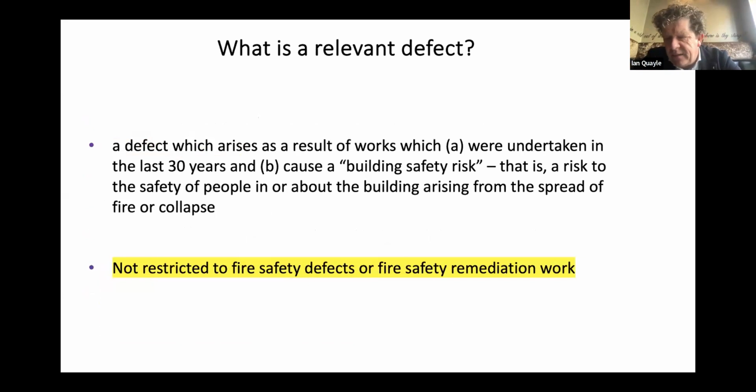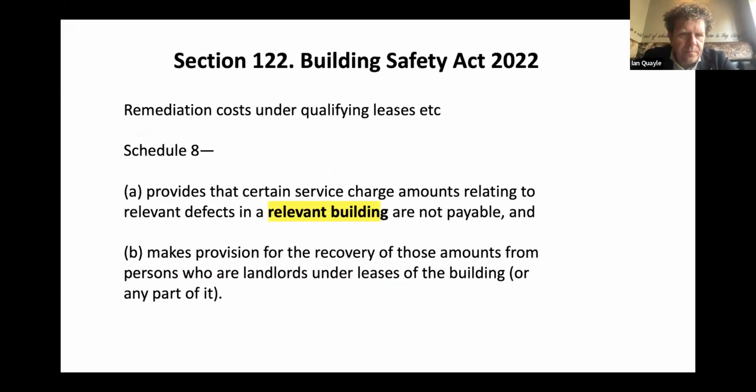A defect is a defect that arises where work was undertaken in the last 30 years which causes a building safety risk. And when we talk about a building safety risk, we talk about fire safety and we talk about risk of collapse. And we talk about risk, not just to the leaseholders, but the safety of people in or about the building. So that would include visitors, contractors, even firefighters attending to deal with fires. So it's important to understand it's not just fire safety defects or fire safety remediation work.